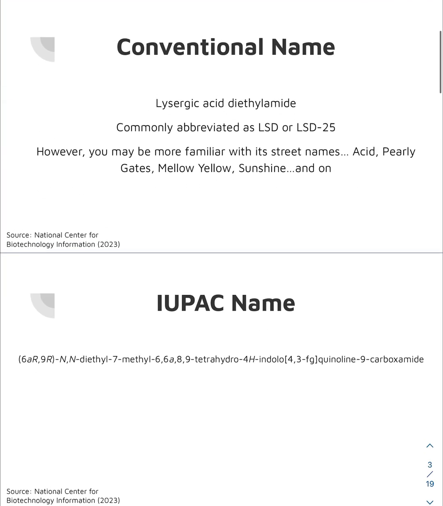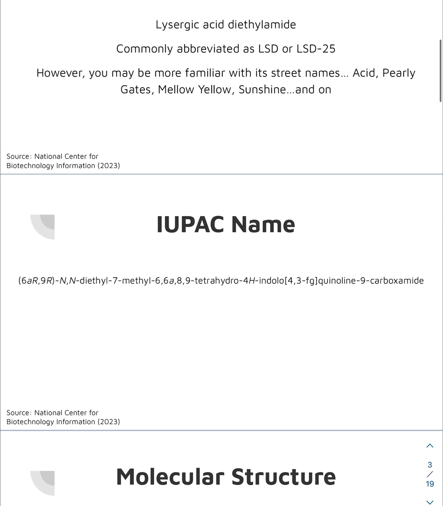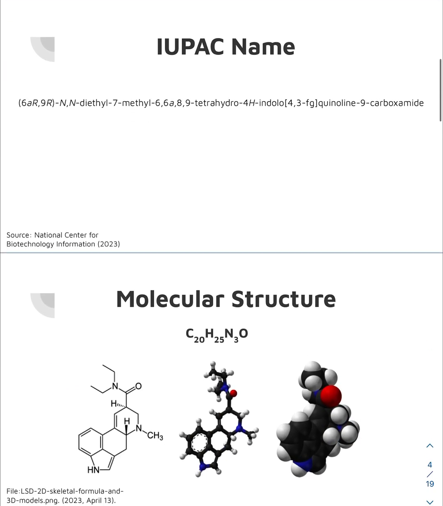Its conventional name is lysergic acid diethylamide, as I already mentioned, but it is more commonly known as LSD or LSD-25. However, you may be more familiar with its street names: Acid, Pearly Gates, Mellow Yellow, Sunshine, and so on. Its IUPAC name is pretty long: 6aR,9R-N,N-diethyl-7-methyl-4,6,6a,7,8,9-hexahydroindolo[4,3-fg]quinoline-9-carboxamide.